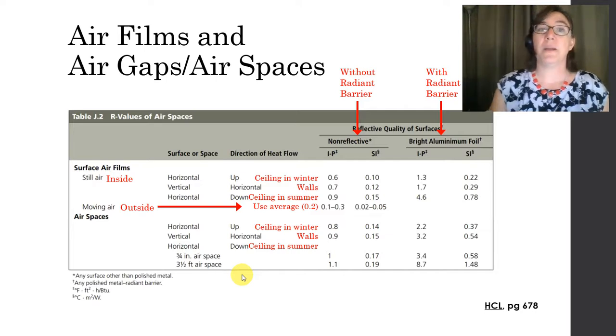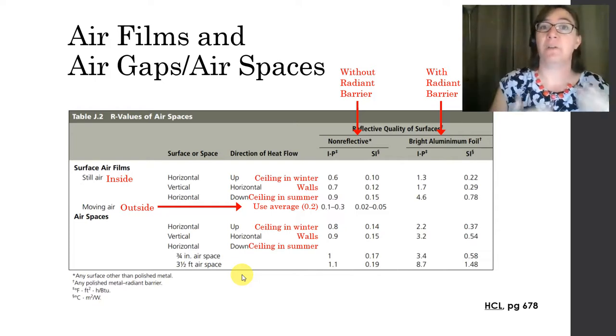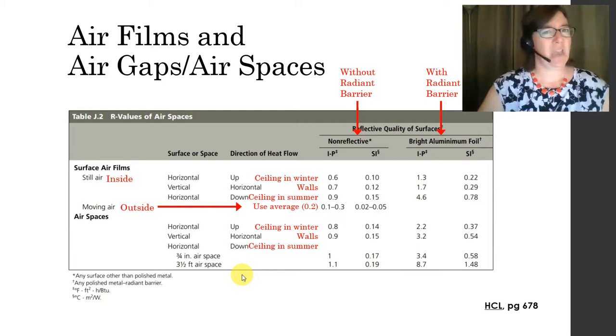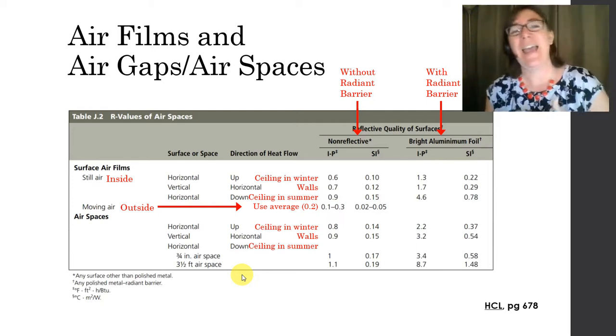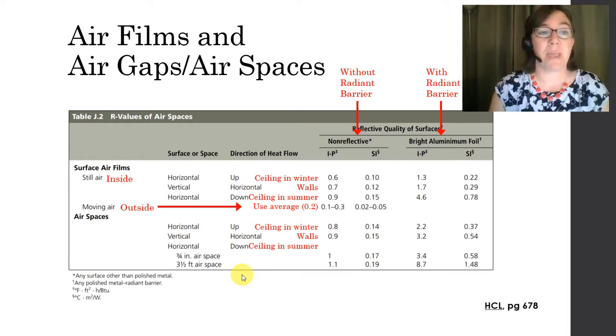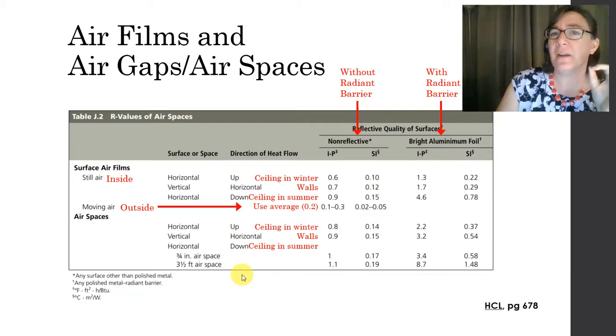So you probably already know that Appendix J in your textbook has a big table of all the R values of different materials. But Table J.2 has the R values of air films and air spaces. So let's take a look, because it is a little confusing to read this table, I found.